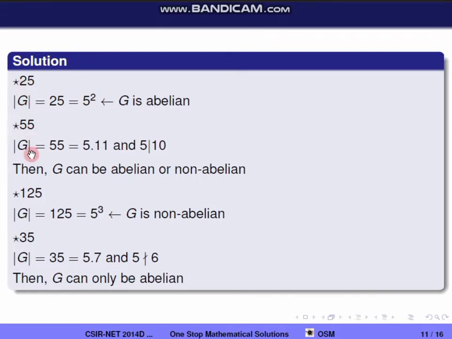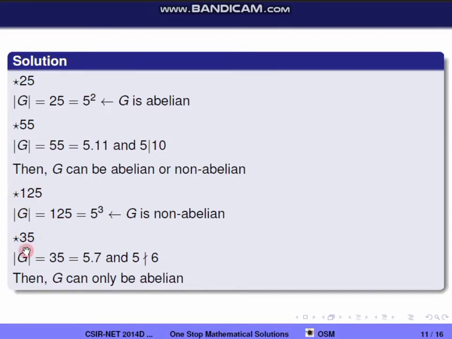55. If the order of G is equal to 55, 55 can be prime factorized as 5 into 11. Here 5 divides 11 minus 1. So G can be isomorphic to an abelian group or a non-abelian group. So this option can be true. 125. If the order of G is equal to 125, 125 can be prime factorized as 5 cubed. We know a group of order p cubed can be abelian or non-abelian. So this can also happen. So this option is also correct.